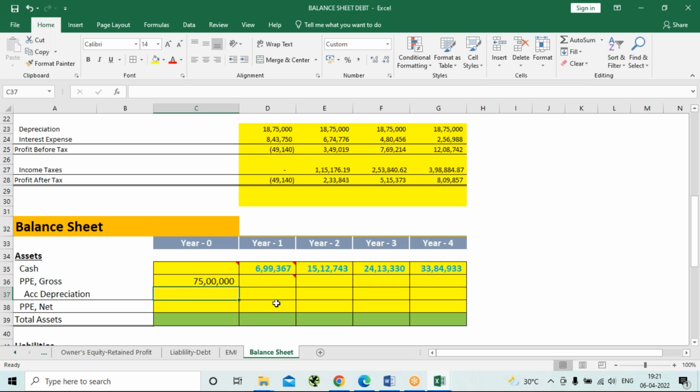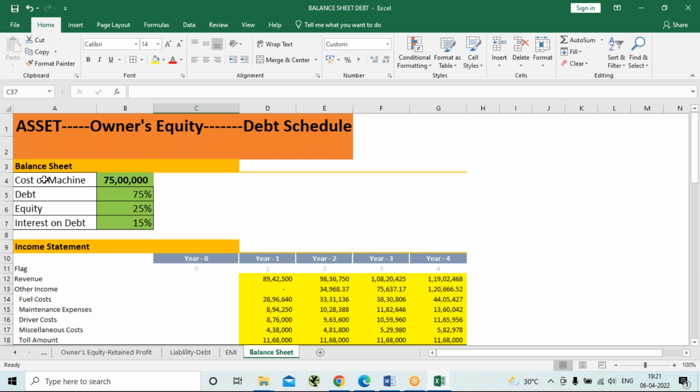Okay, and it is a year zero value. That means when the asset has been bought, it is 75 lakhs. And what would be the asset value for the next year? Until and unless there is any new purchase of an asset, the value will be added. But there is no information that we have purchased anything else as an asset, so it remains the same.